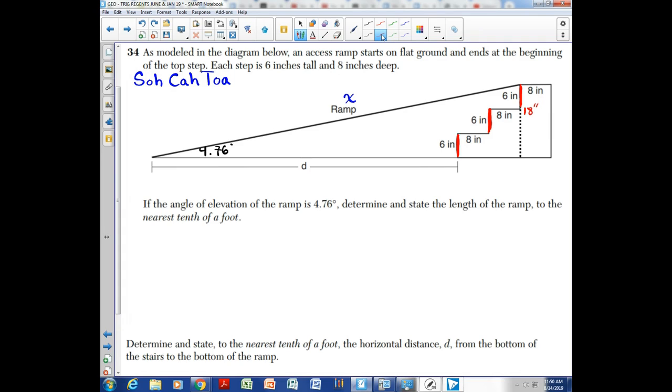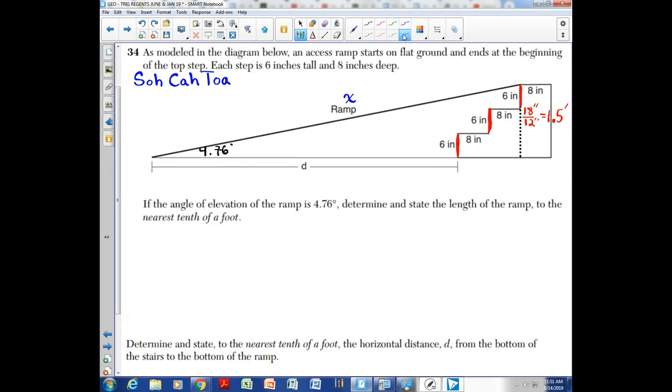But converting it to feet would require that I divide that by 12 inches, right? 18 inches divided by 12 will give me the height here. And 18 divided by 12 is going to come out to 1.5 feet. All right, I think I now have enough information to find the ramp.